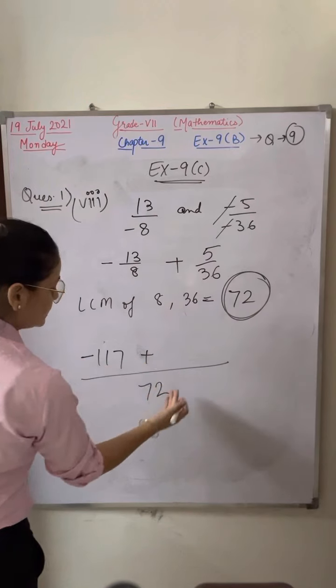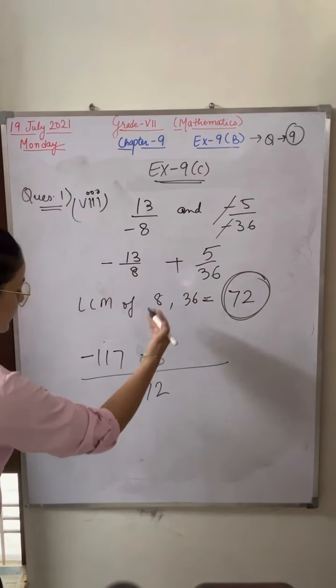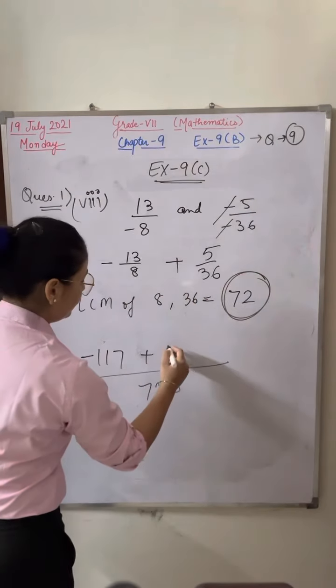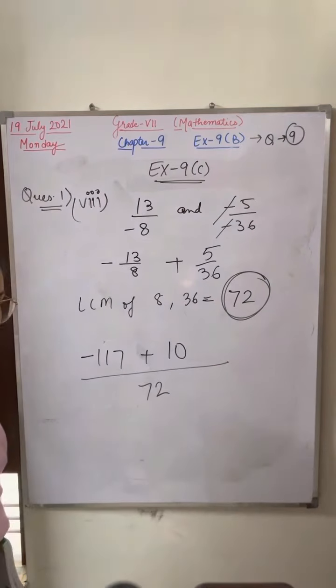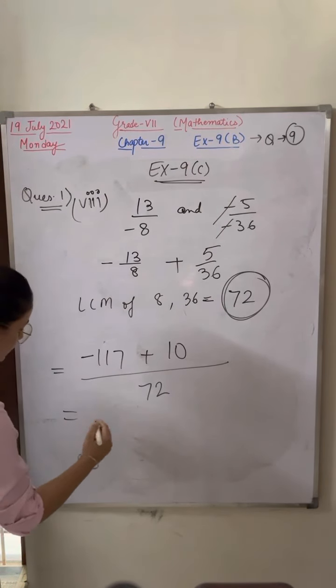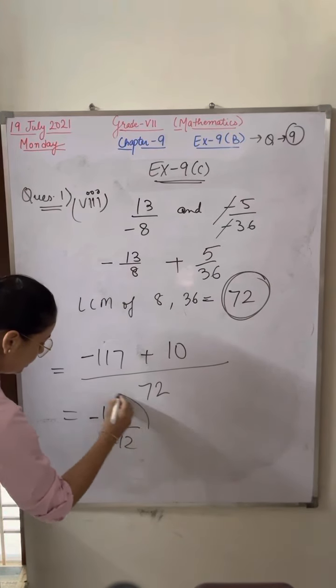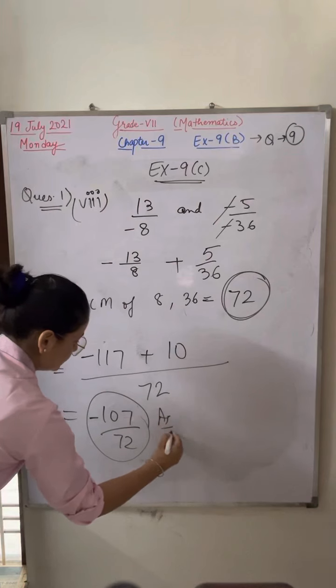Now 36 divided by 72. Quickly. 72 divided by 36. Yes, 2. And 2 multiplied by 5, that is 10. Okay, now 117 minus 10, that is 107. Minus sign will be as it is and divide by 72 will be as it is. This will be your answer.